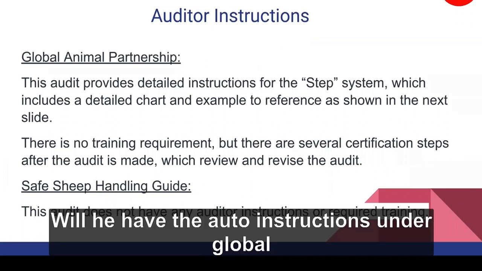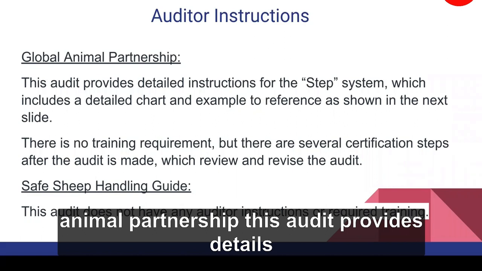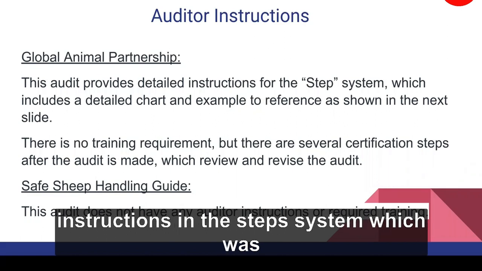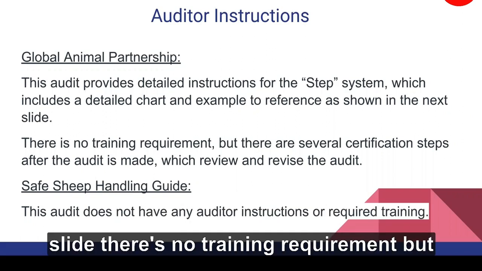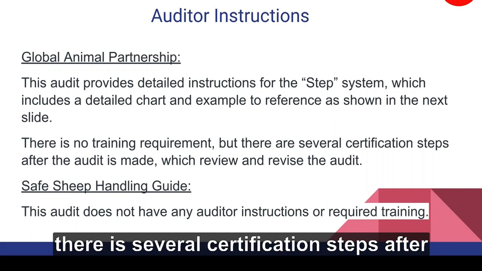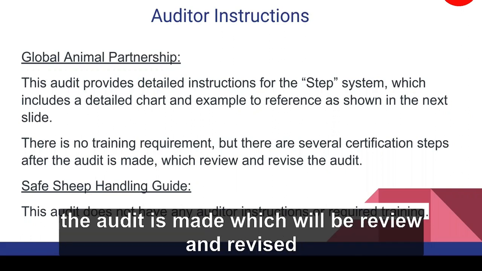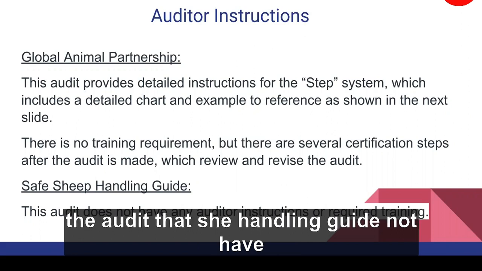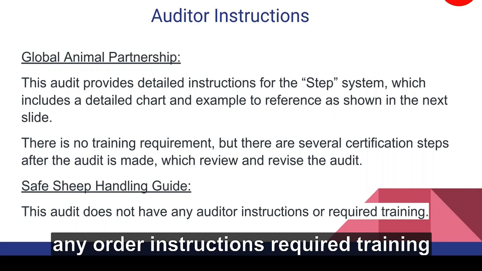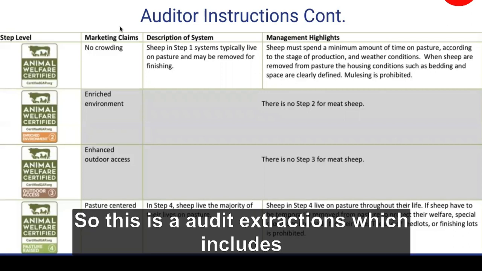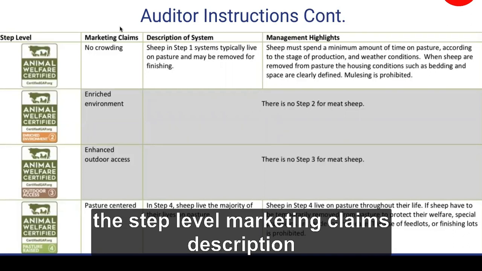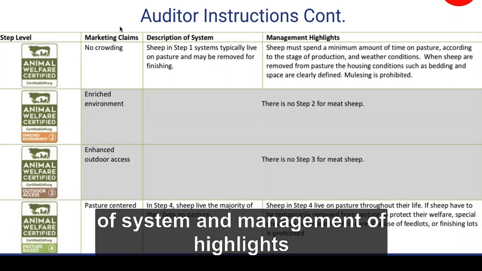Looking at the auditor instructions under Global Animal Partnership, this audit provides detailed instructions in the STEP system, which was listed before. It includes a detailed chart and example for reference as shown in the next slide. There's no training requirement, but there are several certification steps after the audit is made, which will be to review and revise the audit. The sheep handling guide does not have any audit instructions or required training for it. So this is audit instructions, which includes the step level, marking claims, description of system, and management of highlights.